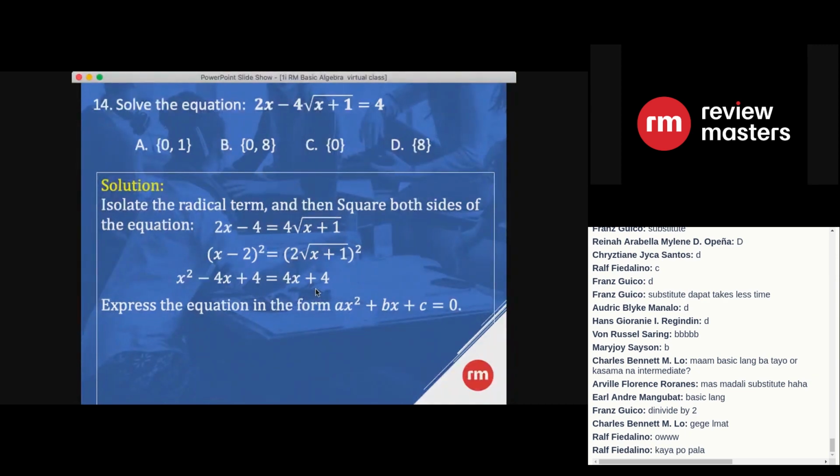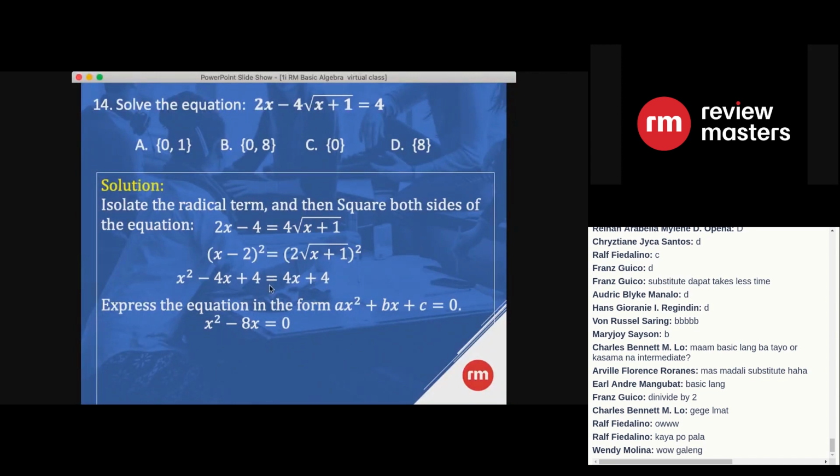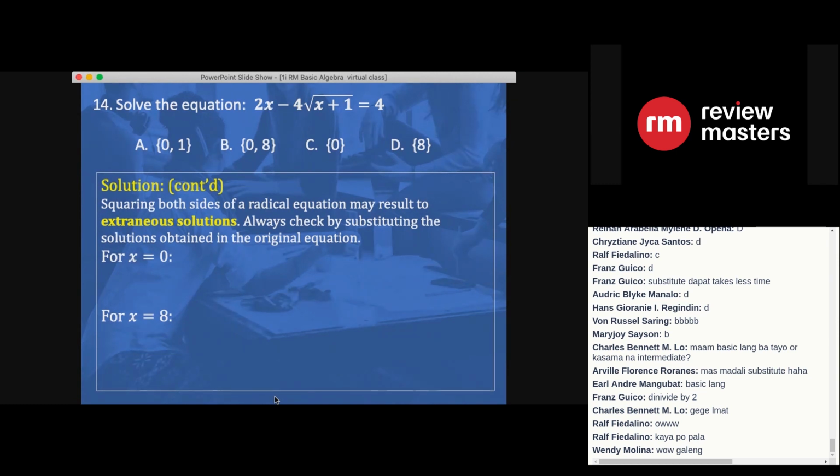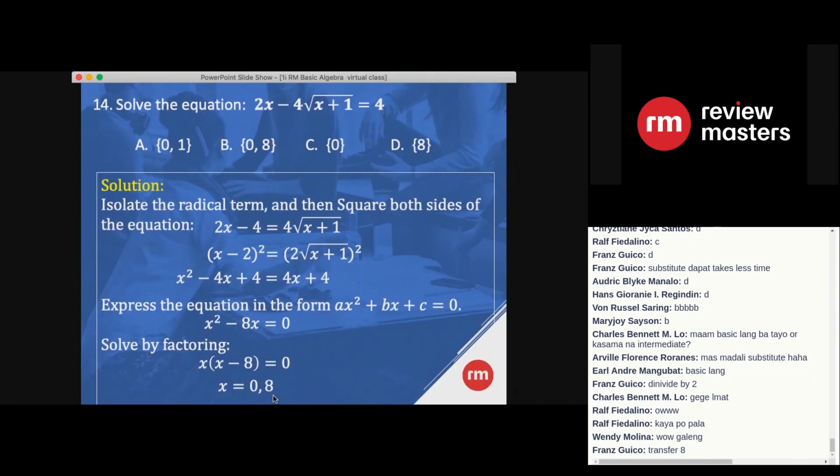Express the equation in the form x squared plus bx plus c equals 0. So we move everything to this side. x squared, negative 4x minus 4x is negative 8x, 4 minus 4 is 0, so it equals 0. Okay? Then, factor. How do we factor this? There is a common factor, which is x, times the quantity x minus 8 equals 0. By the zero factor theorem, x is equal to 0, and x minus 8 equals 0 gives x equal to 8. Now, the question is, is the answer 0, 8? In cases like this, we need to substitute into the original.